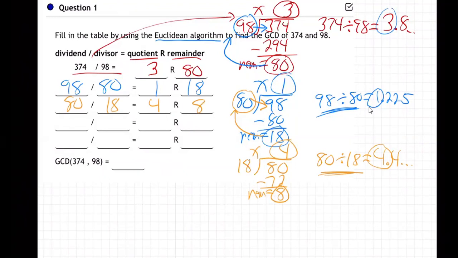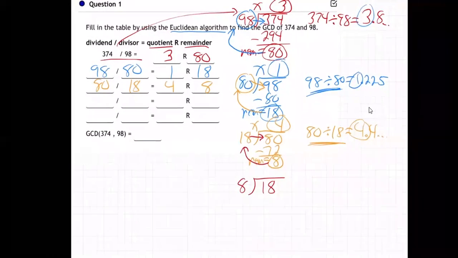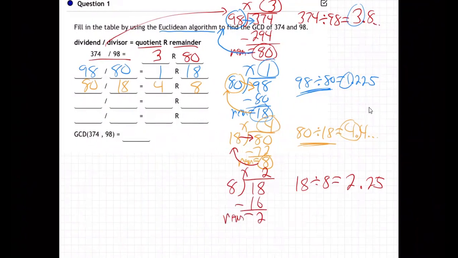Do it again. We've got 2 more steps. So the 8 goes up there, the 18 goes in there. You just keep rotating, right? So it's going to become 8 into 18. And do that over on the side. 18 divided by 8 on your calculator is 2.25. This was probably easy enough. 2 times 8 is 16, remainder 2. So what did I just do? 18 divided by 8 is 2, remainder 2.